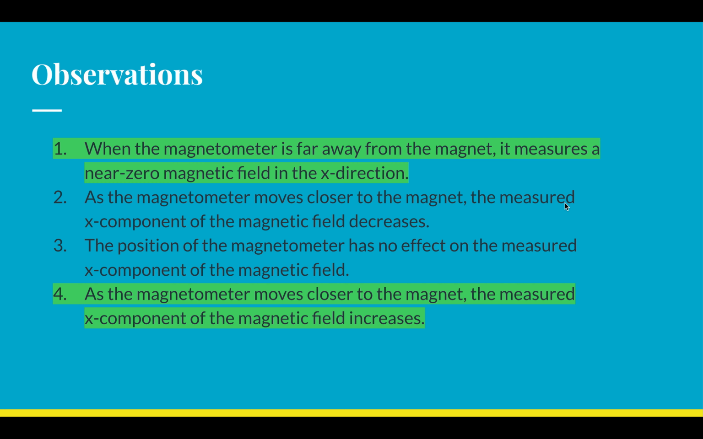Some observations. When the magnetometer is far away from the magnet, it measures a near zero magnetic field in the x direction, and this is basically because we can approximate the magnet as a dipole, and so it really only has one direction, which is parallel to the magnetic dipole moment. And then also, as the magnetometer moves closer to the magnet, the measured x component of the magnetic field increases, and this is because we can no longer treat the magnet as a dipole, and it's going to have an x and y component.